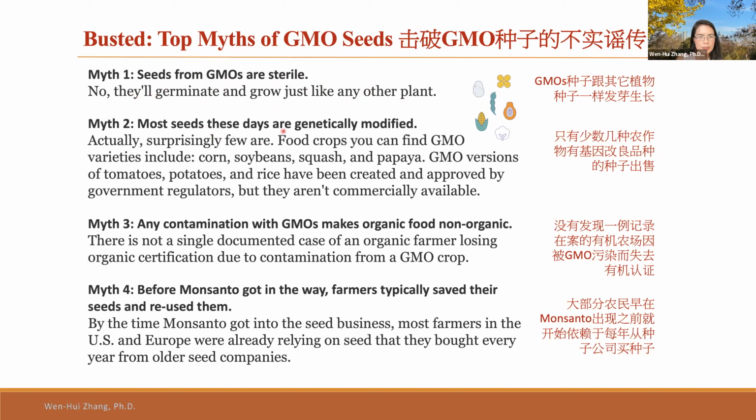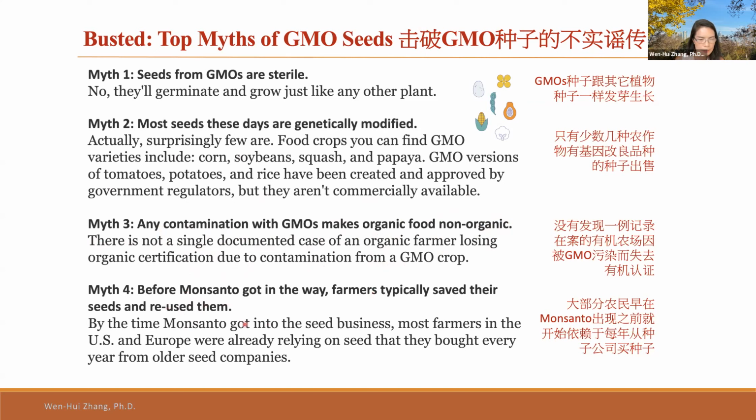And most seeds these days are genetically modified. Actually, very few are genetically modified. Just a few main crops like corn, soybeans, some potatoes. A lot of the GMO crops are already created and approved, but not commercially available. And regarding contamination with GMOs, there is not a single documented case of an organic farmer losing organic certification due to contamination from a neighboring GMO crop.